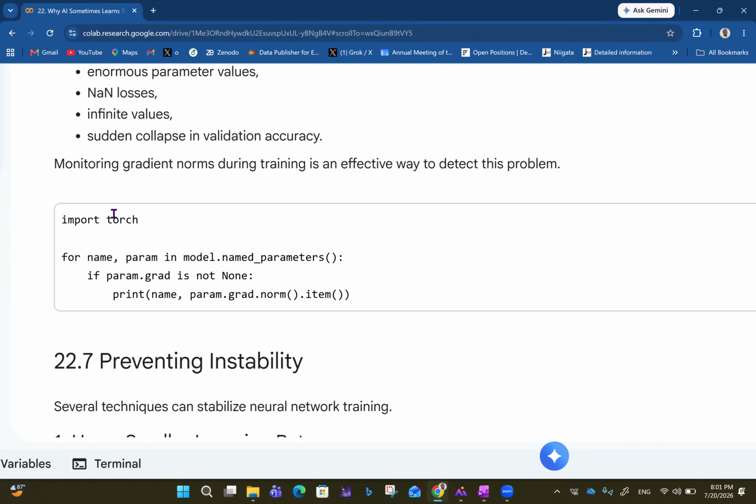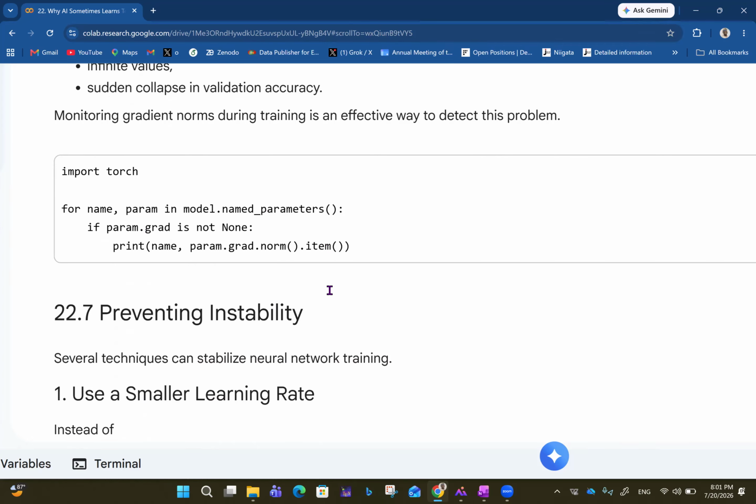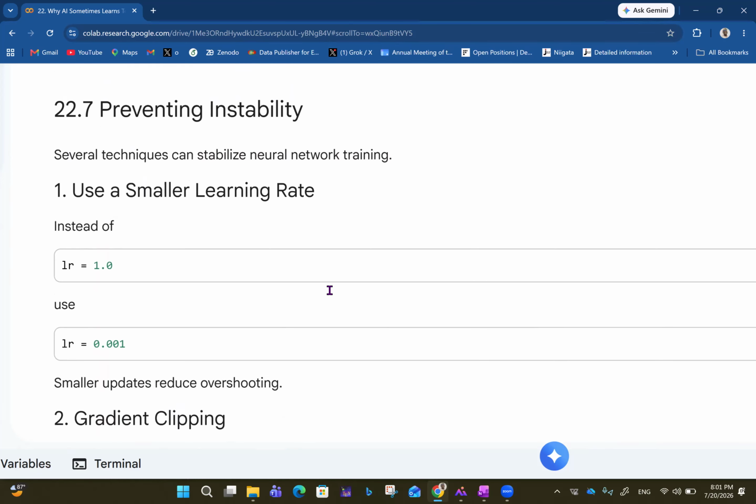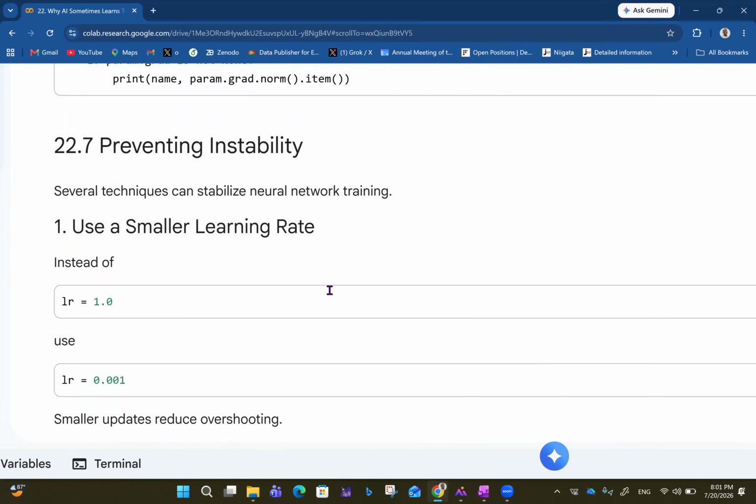So, in that case, you need to import torch. So for name and parameter in model.named_parameters, if parameter.grad is not None, print name and so on. So by writing this line of code, you can easily detect gradients. The ones that are not available will be shown as None. Otherwise, you print the ones that have the exploding gradients.